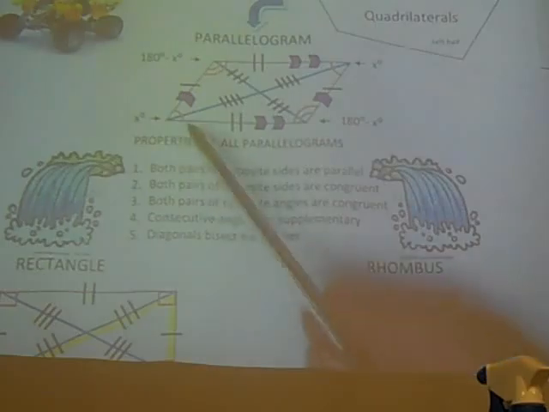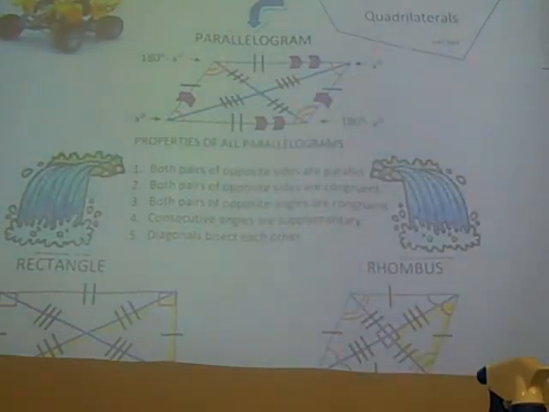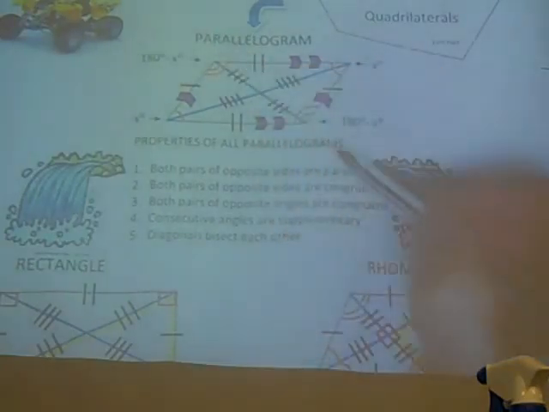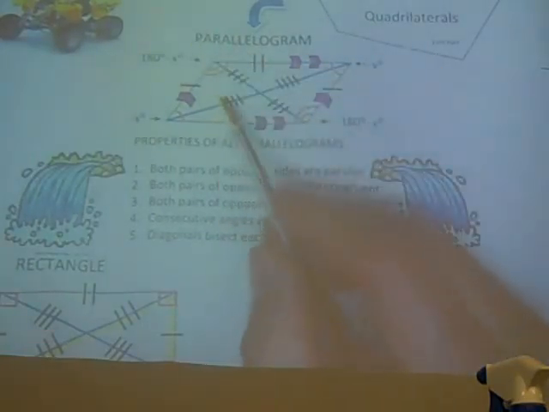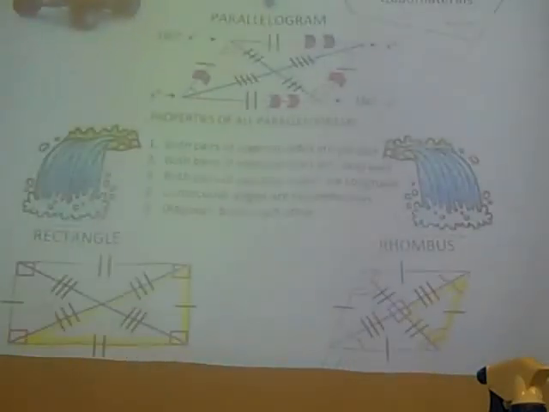And the last, we have 2 diagonals here. If we draw a line from corner to corner and corner to corner, okay, this diagonal here bisects this one. This diagonal here bisects this one. So moving along now, we're going to talk a little bit about how they connect with each other.